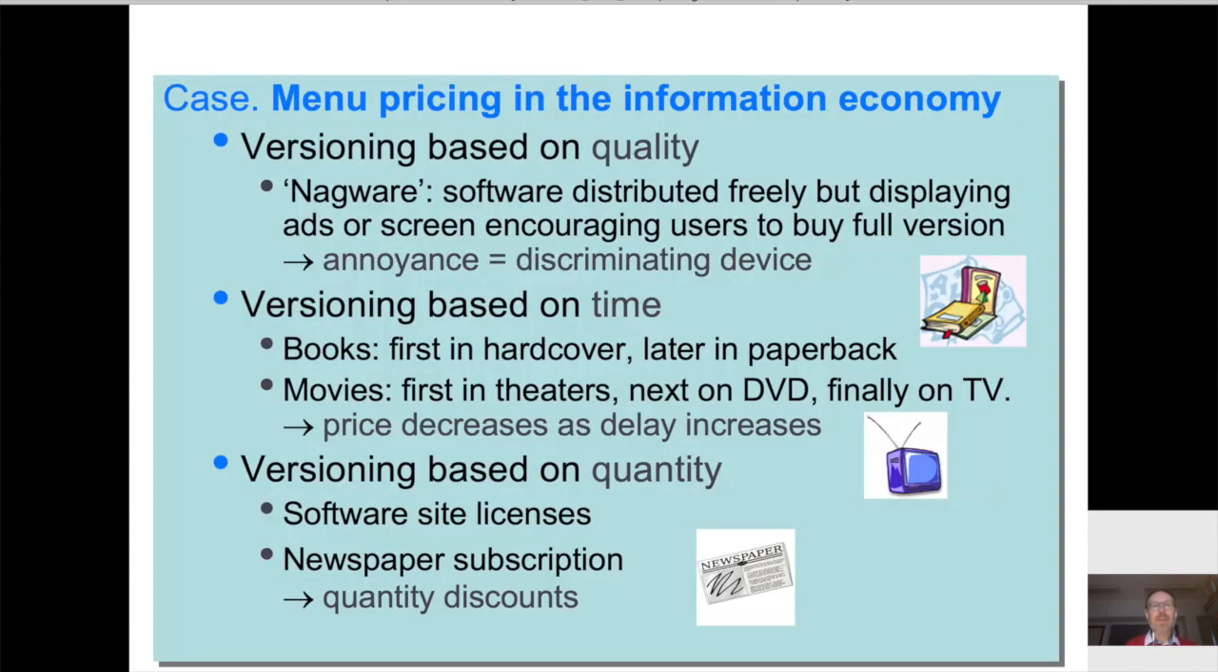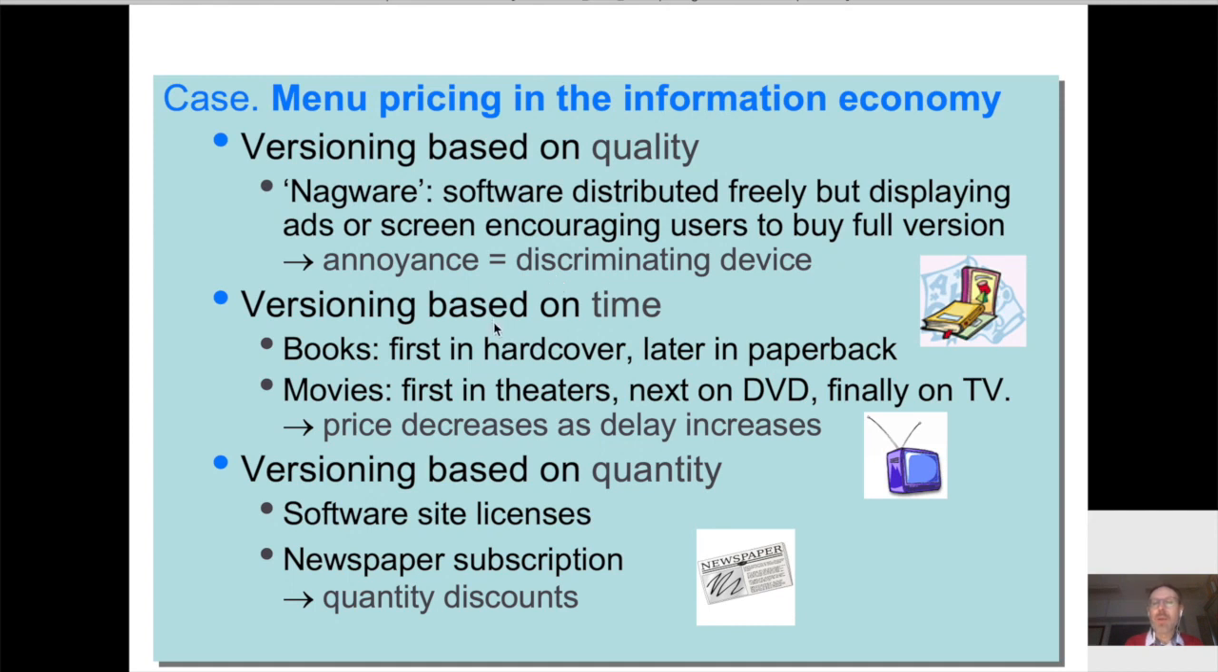Right, so here are some examples that you can find in the digital economy. Versioning can be based on quality, so you offer different versions that have different levels of quality. For example, in the software world, some versions are called nagware because they nag the consumers, they annoy them. It's generally a free version that is financed by advertising, but the consumers may be annoyed by the advertising, and the more annoyed they are, the more they're willing to pay a higher price for a full version that is not displaying any advertising. So the annoyance here is a discriminating device.